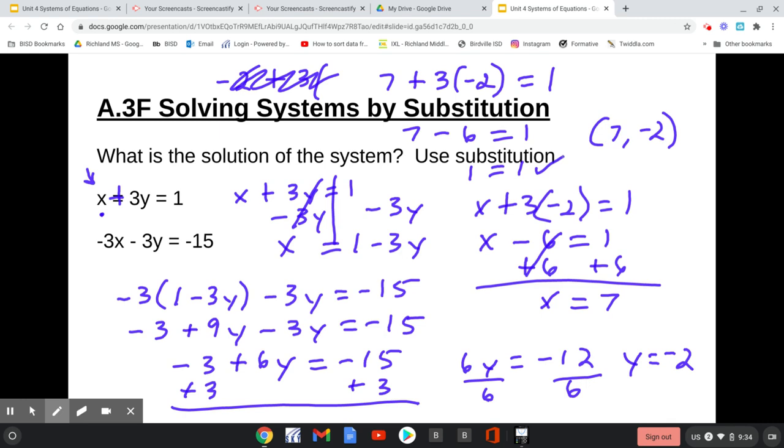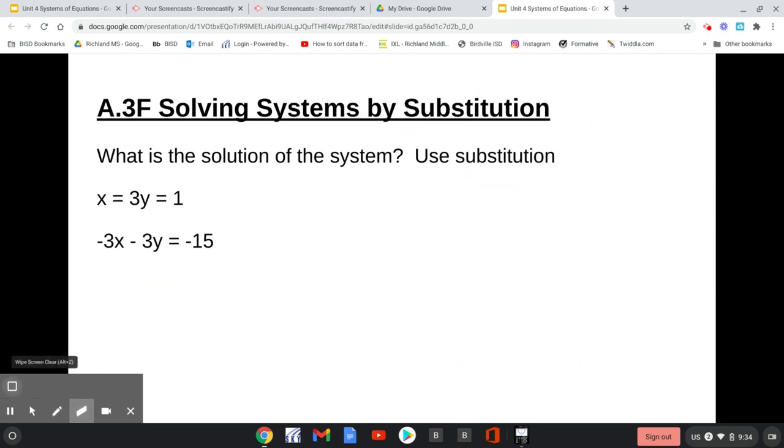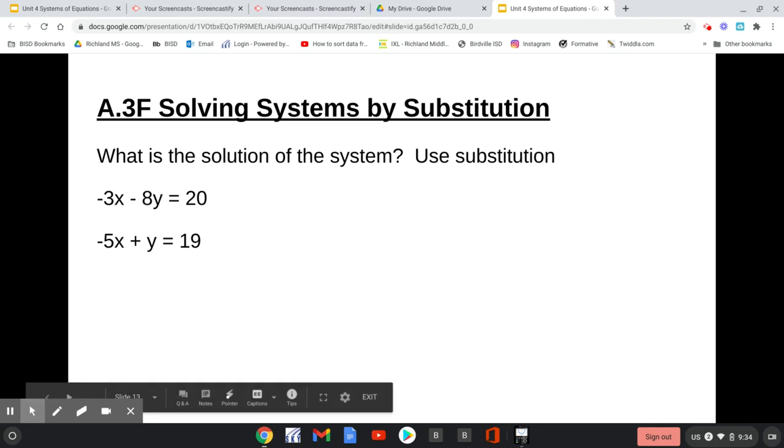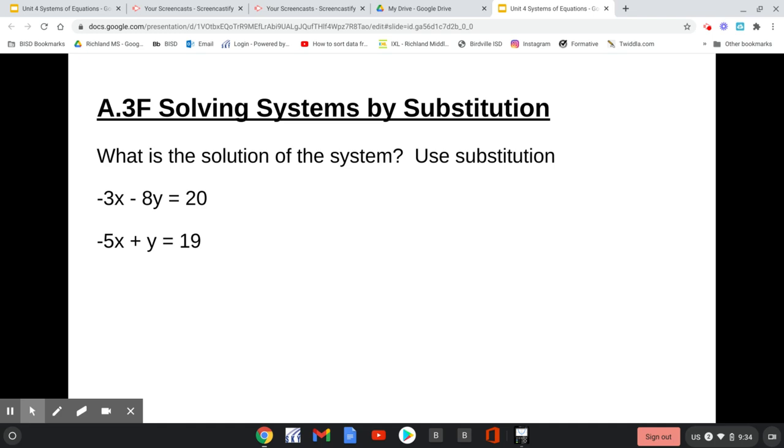Let's do one more. Okay. Looks like a lot, but not too much going on here. I'm going to choose the bottom one because I'm going to solve for y here by moving this 5x over. Okay, so that goes away, and now we know y equals 19 plus 5x.